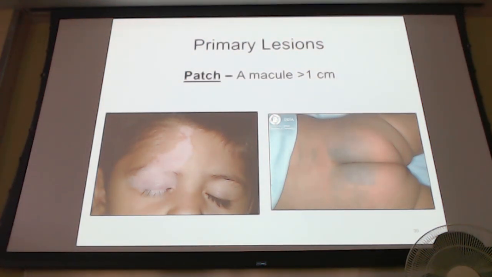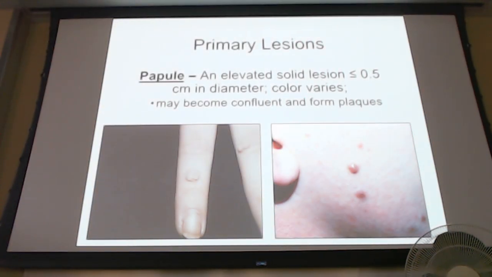A patch is a macule that is greater than 1 centimeter. So these are specific definitions of what they are. A patch is a macule greater than 1 centimeter. It becomes a papule if it's less than or equal to 0.5 centimeters in diameter.